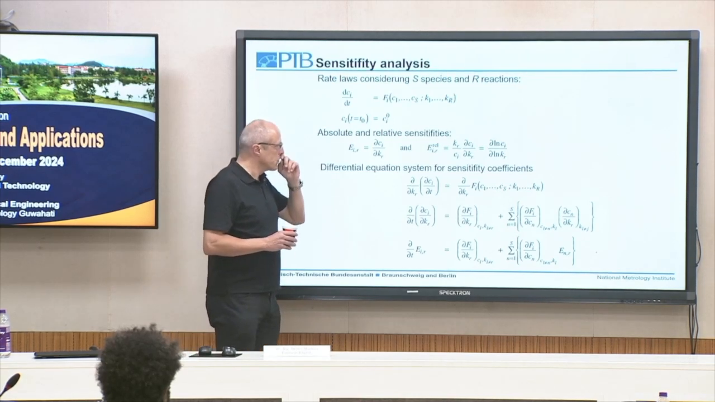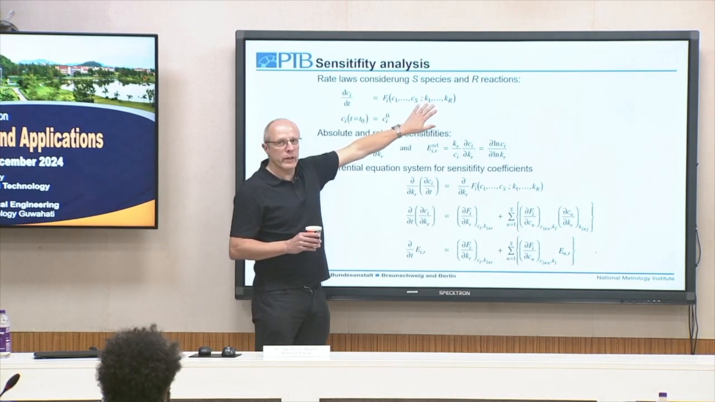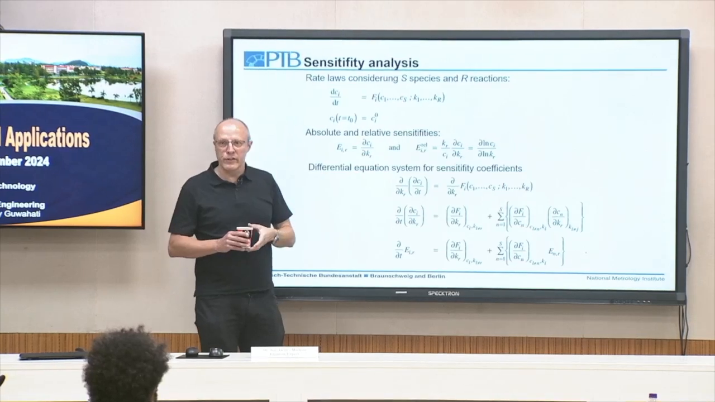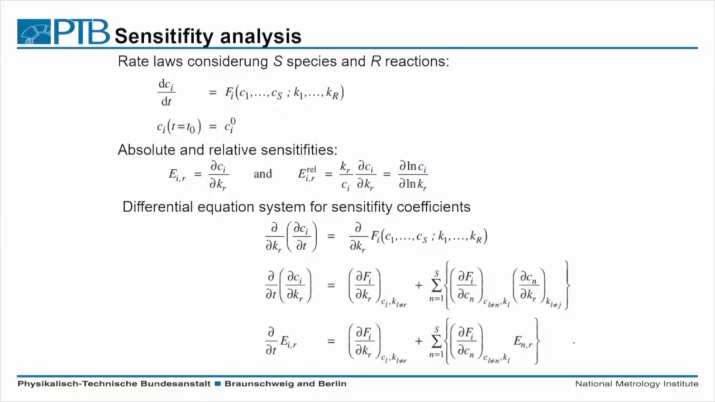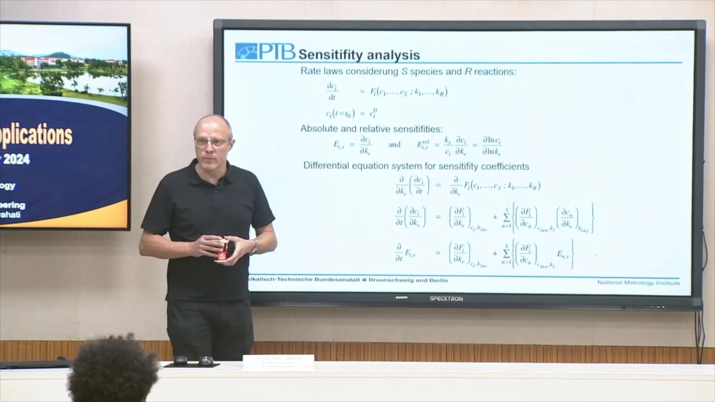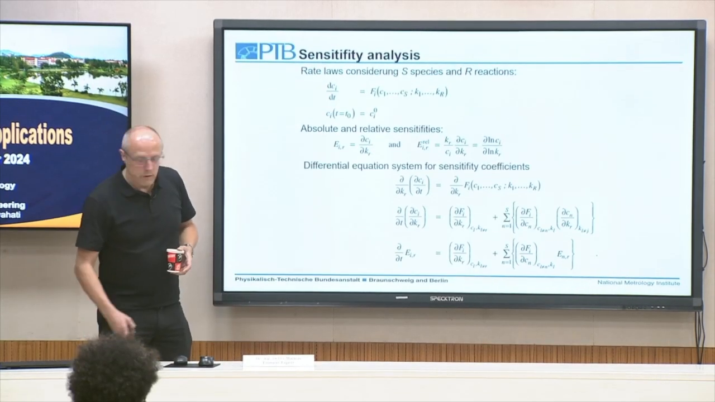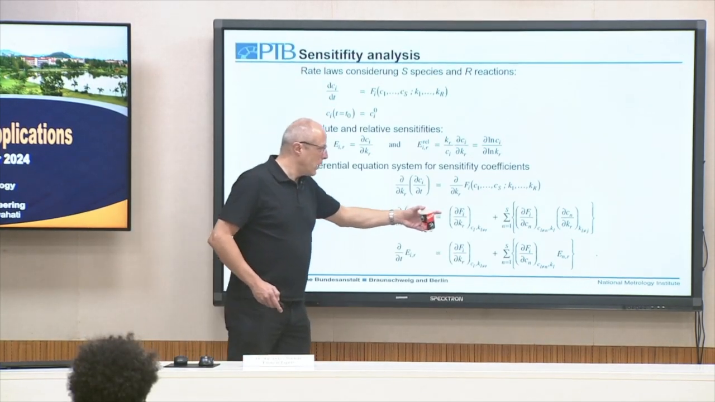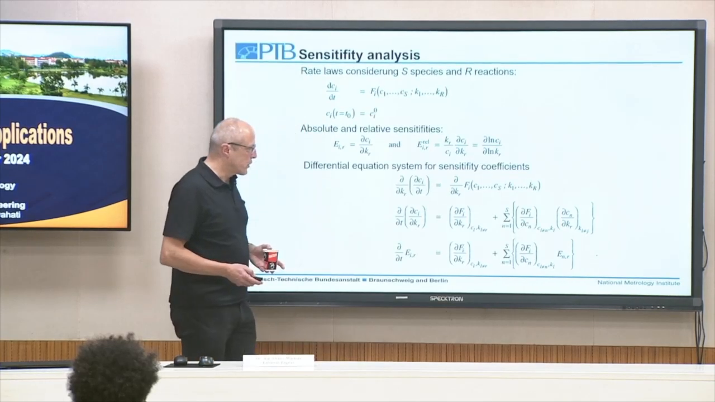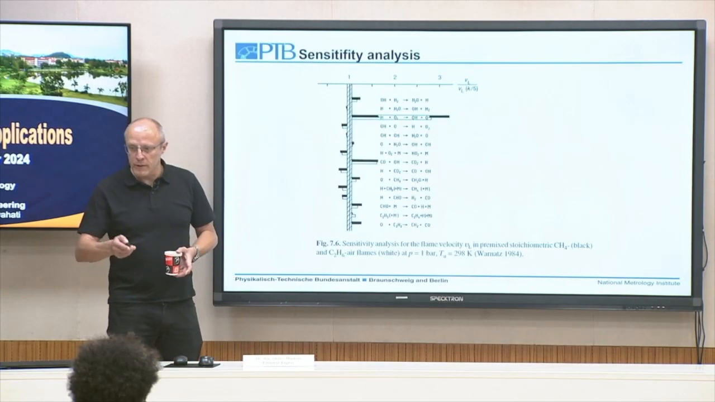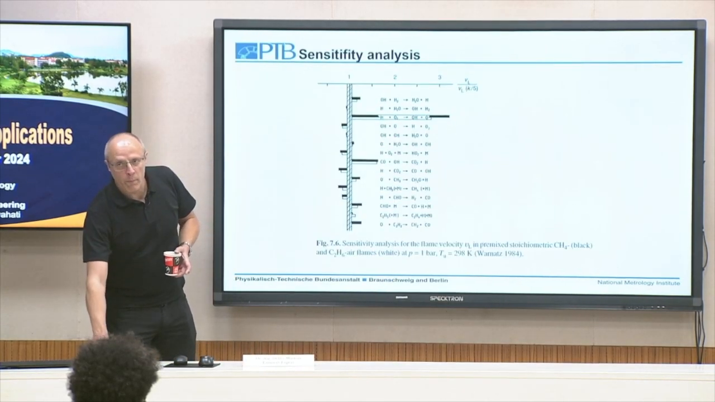So if we change a reaction rate here, how does this change the concentration at a given time, for example? So here, this we can see here in a mathematical way. So we are interested in how this changes if we change the reaction rate. So this is a complex equation which I do not want to describe here today, but what is the outcome?